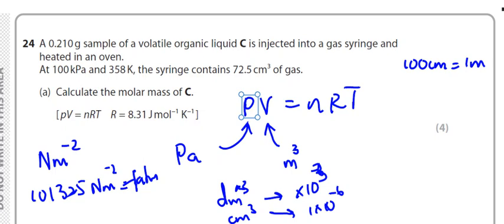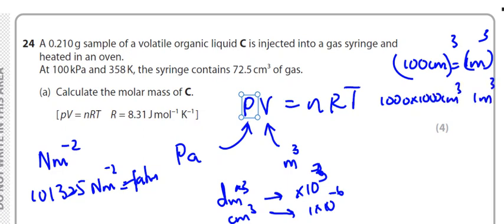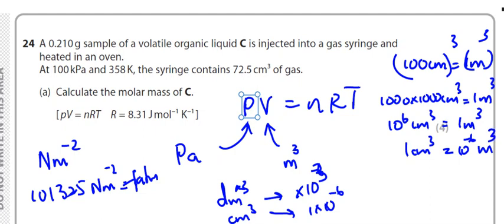So what you do is cube both sides. So you have 100 times 100 times 100 centimeter cubed equals 1 meter cubed, which is 10 to the power 6 centimeter cubed is 1 meter cubed. So 1 centimeter cubed will be 10 to the power minus 6 meter cubed. So if you have centimeter cubed, you have to multiply by 10 to the power minus 6 to convert it to meter cubed. And also from this point, we know 1000 centimeter cubed means what?